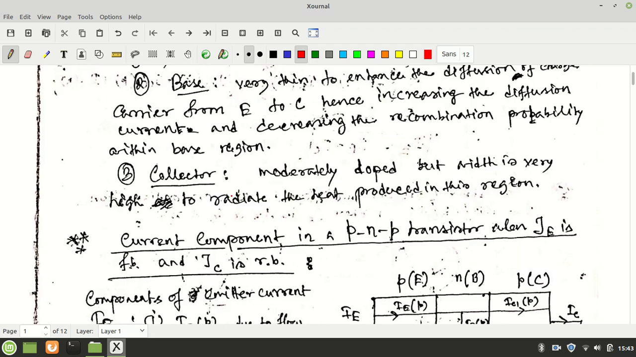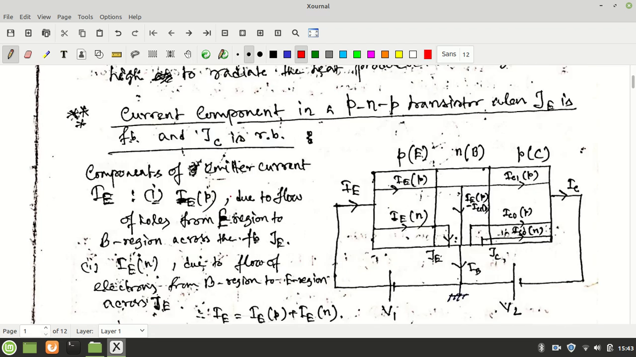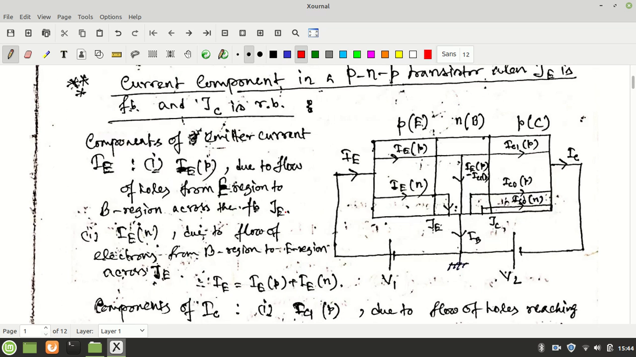So these are the three regions, and here we first look at the current components of a PNP transistor. If the question is about NPN, just reverse the direction of the currents as shown in this figure. But let us first calculate the current components of the PNP transistor. Now here you can see P. What is P type? P type has majority holes and N type has majority electrons.